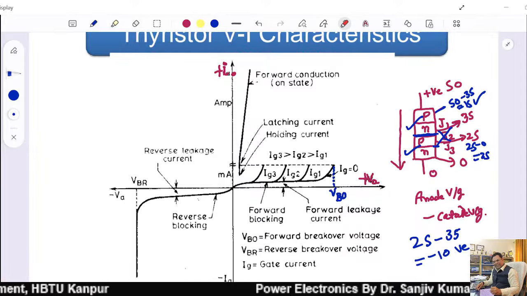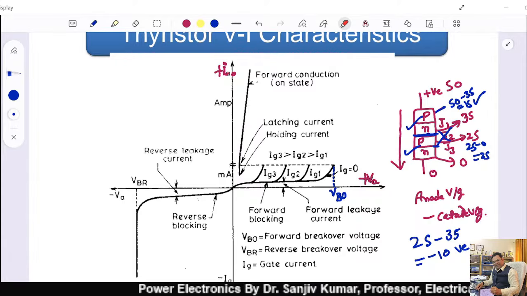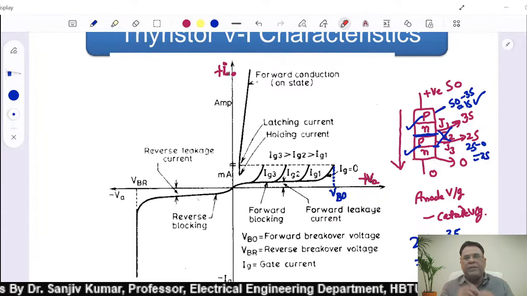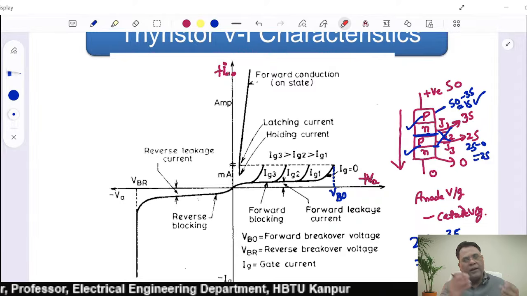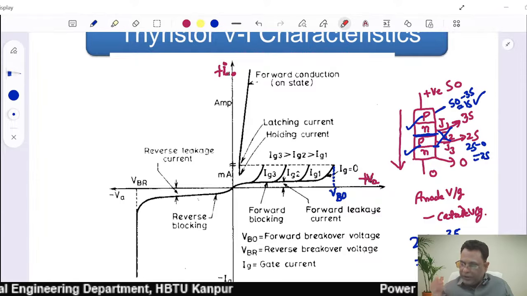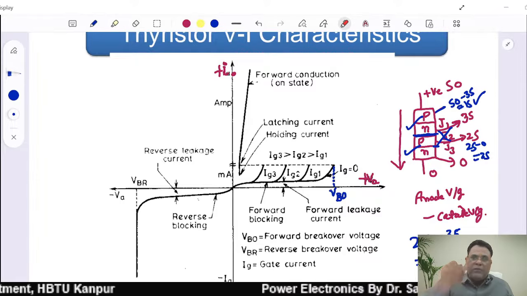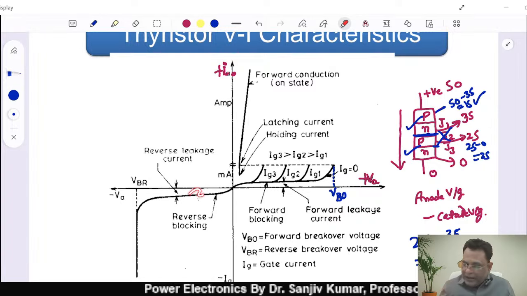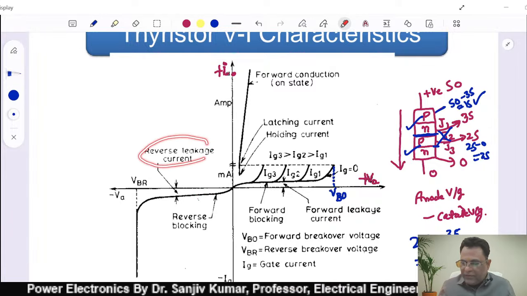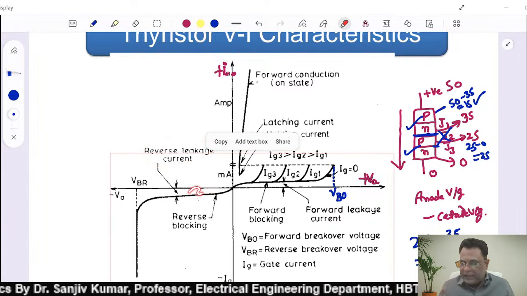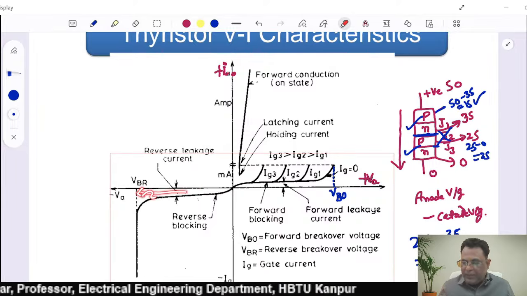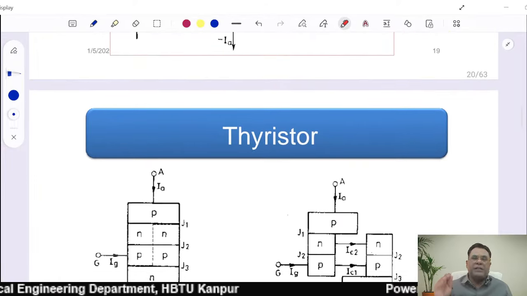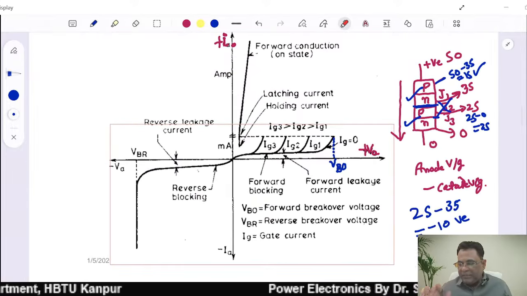Now likewise, if you apply negative voltage, meaning the cathode is positive and the anode is negative, then reverse leakage current is flowing. And a moment comes when your junctions J1 and J3 break down.